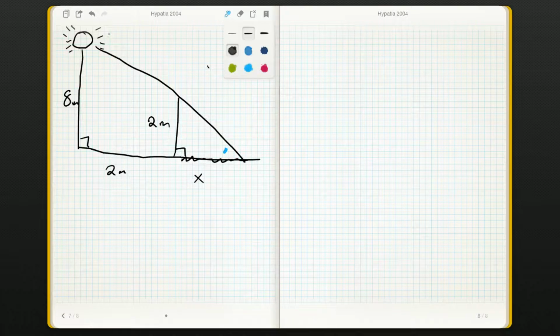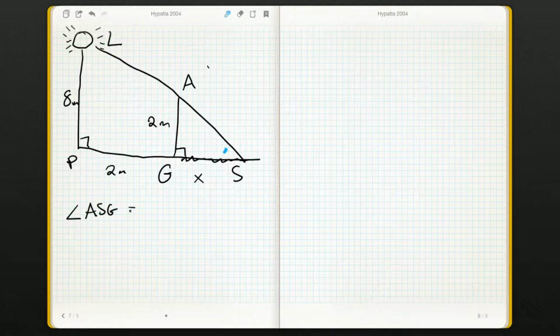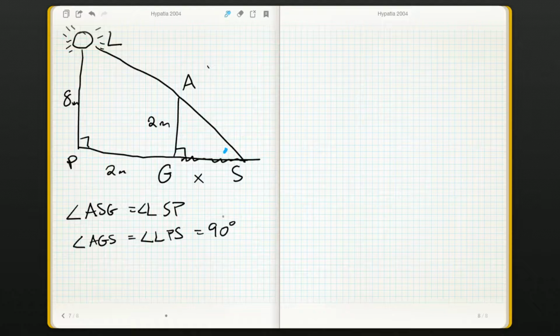So we might label things, say L, P for post, A for Alan, G for ground, and S for shadow. Okay, so I might make the observation that angle ASG is the same as angle LSP, and angle AGS is angle LPS, 90 degrees. So triangles ASG and LSP are similar.